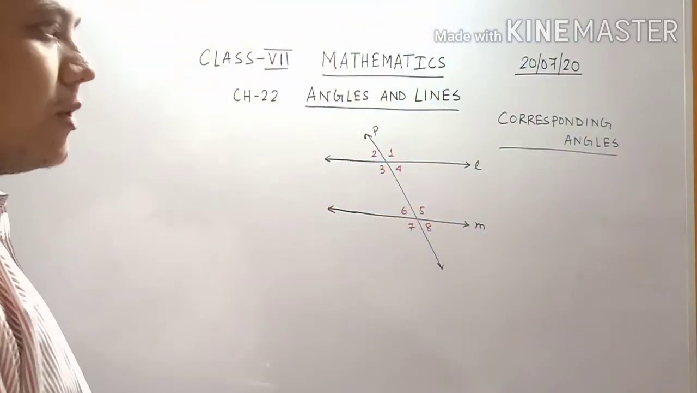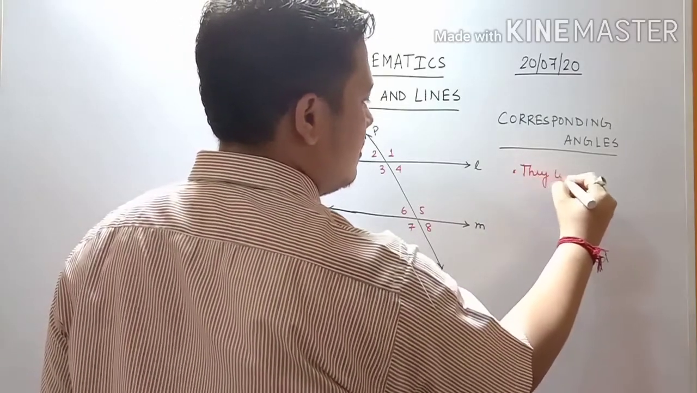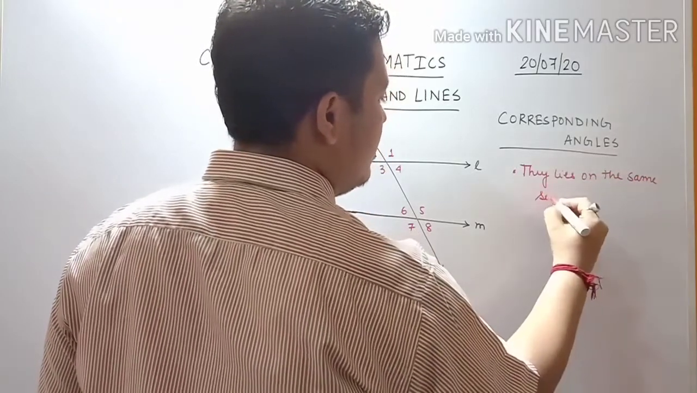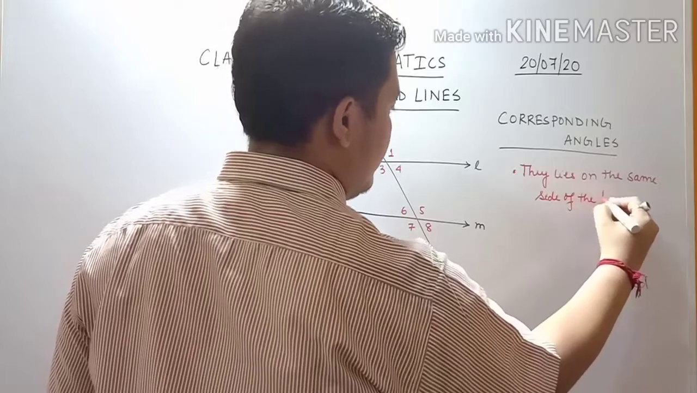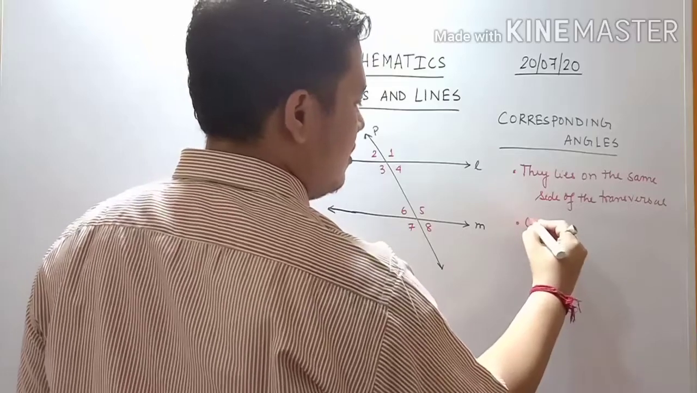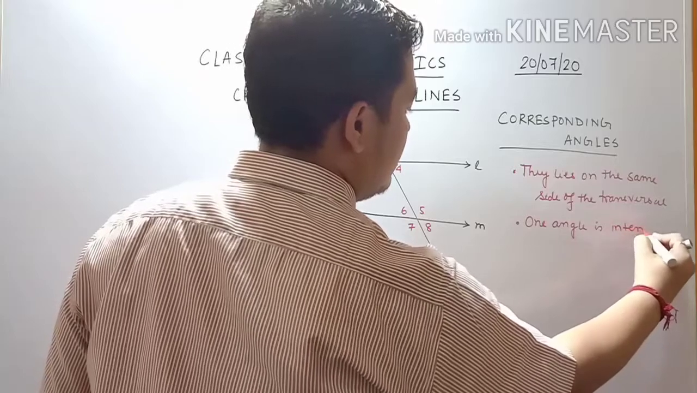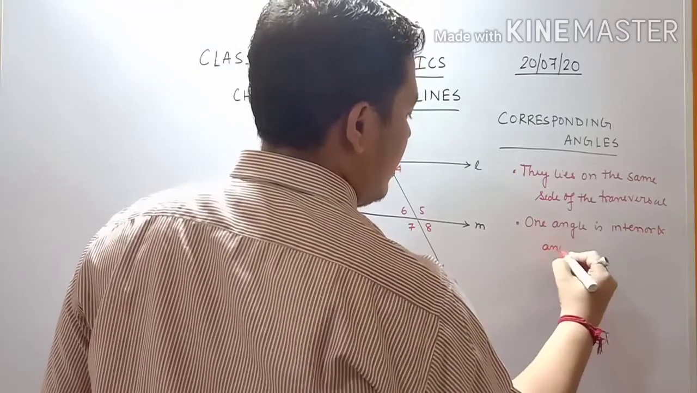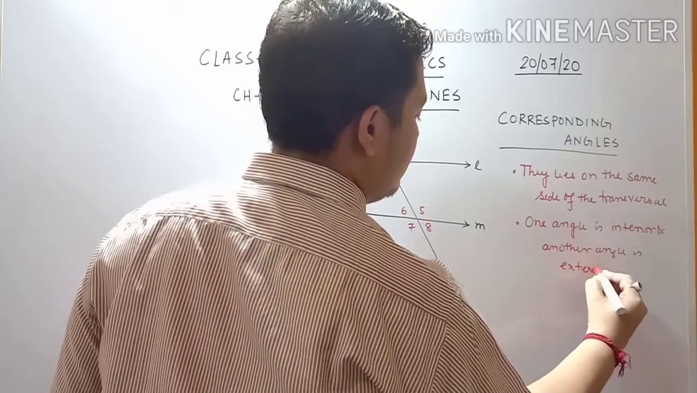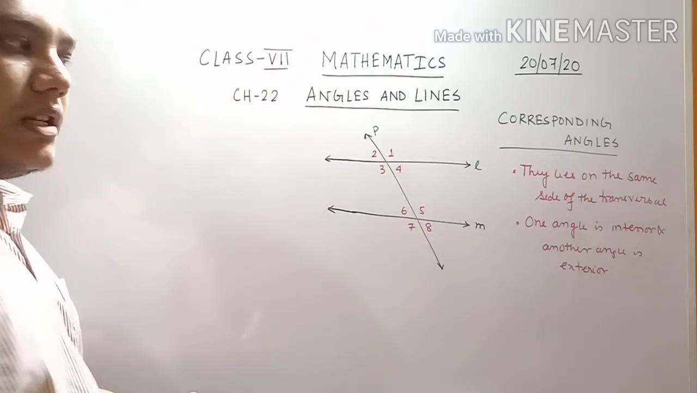What is the definition of corresponding angles? They lie on the same side of the transversal. Second, one angle is interior and another angle is exterior. I hope you are familiar with the terms interior and exterior.